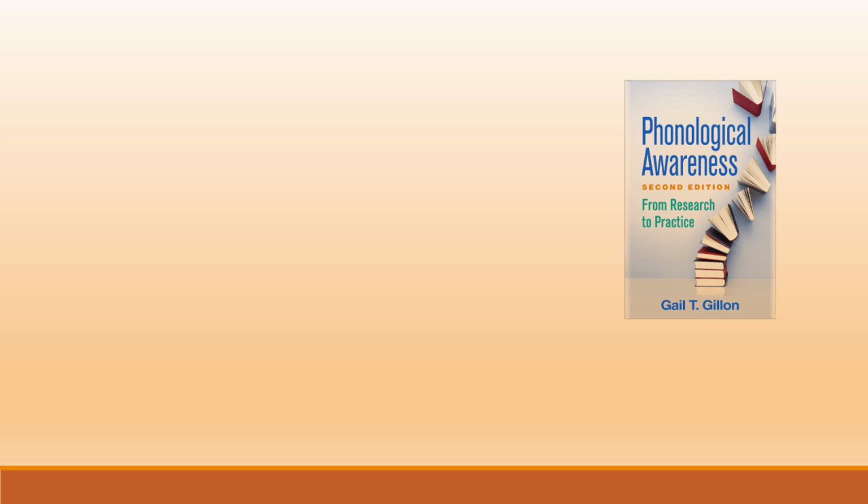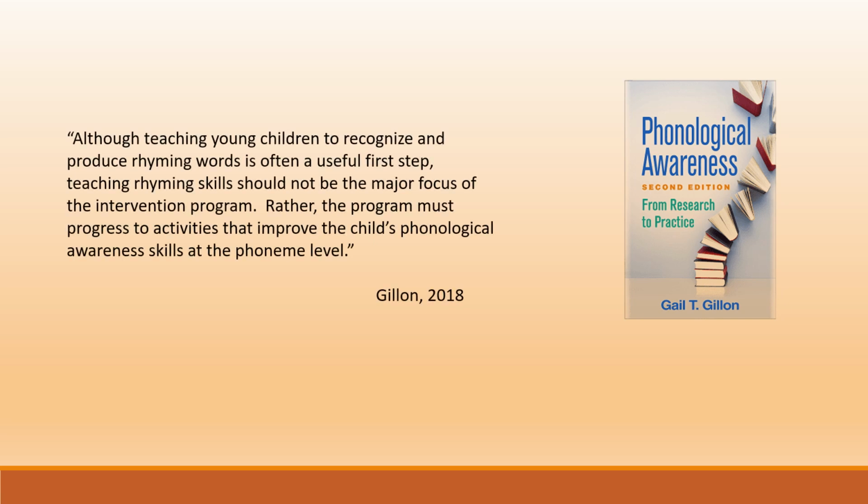Gail Gillen includes rhyming activities and intervention programming for 3- and 4-year-olds. When intervening with 5- and 6-year-olds, she reminds the reader that although teaching young children to recognize and produce rhyming words is often a useful first step, teaching rhyming skills should not be the major focus of the intervention program. Rather, the program must progress to activities that improve the child's phonological awareness skills at the phoneme level.